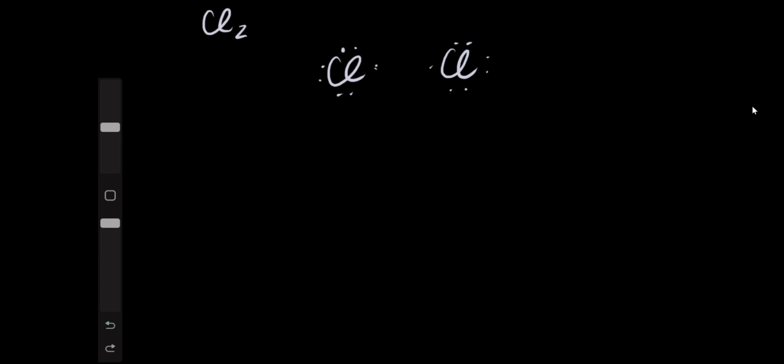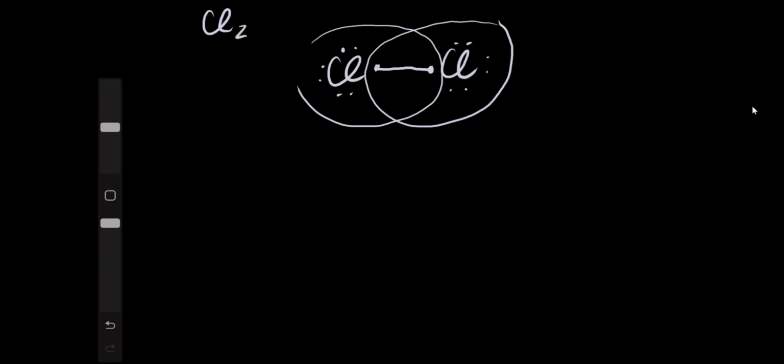To share the electron with each other. So now these two electrons that are in this bond, they're counted on both sides. So this one has 8 electrons, right? And this one also has got 8 electrons. And now they're both happy. Both Cls are happy and they're stable.